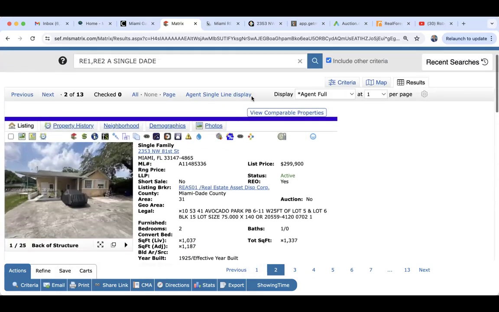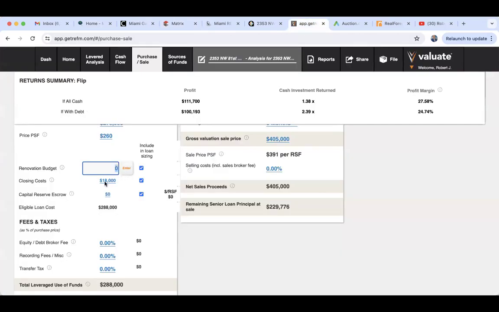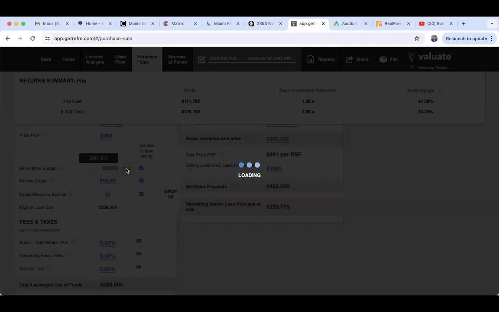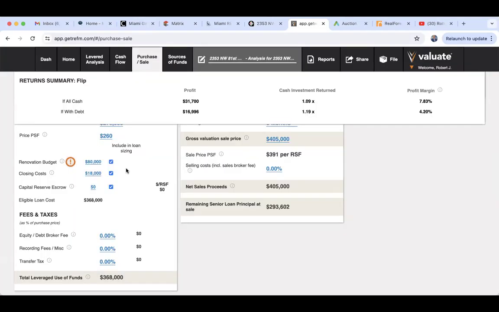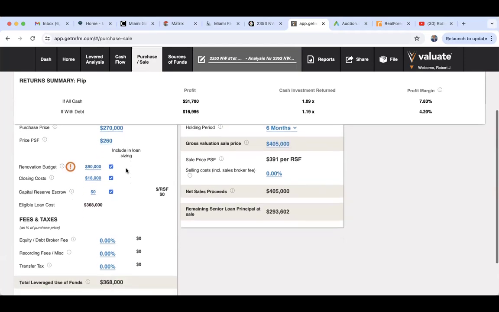But right now, I'm just going to go back over here and see that our renovation budget is going to be, say, $80,000. All right, we're going to spend $80,000 to really do a good job on this home. So we're looking at $80,000 renovation. We're going to look at closing costs of $18,000. That's huge. That's a lot. That county tax lien is obviously going to take a huge chunk of your profit.